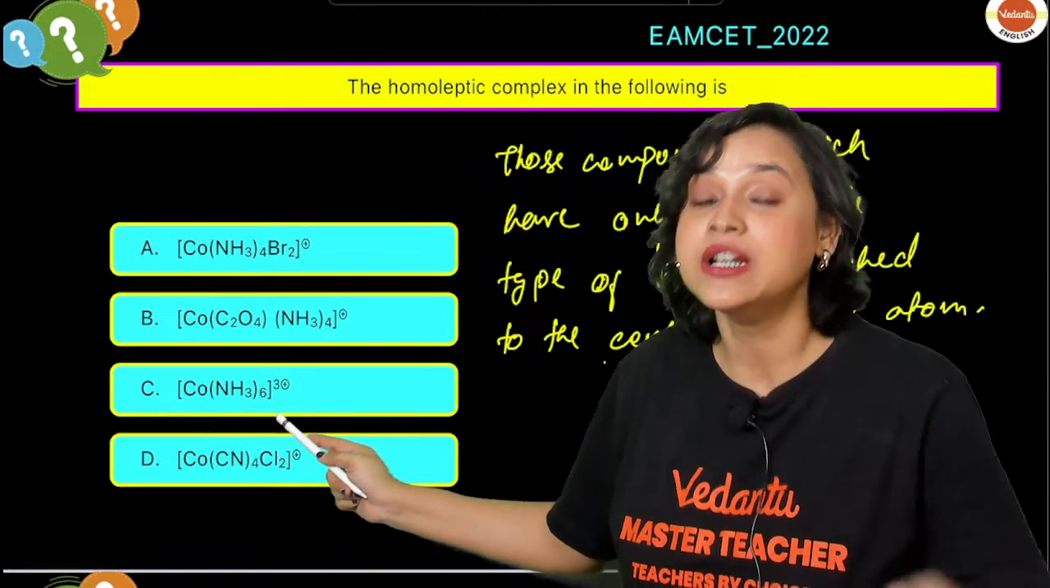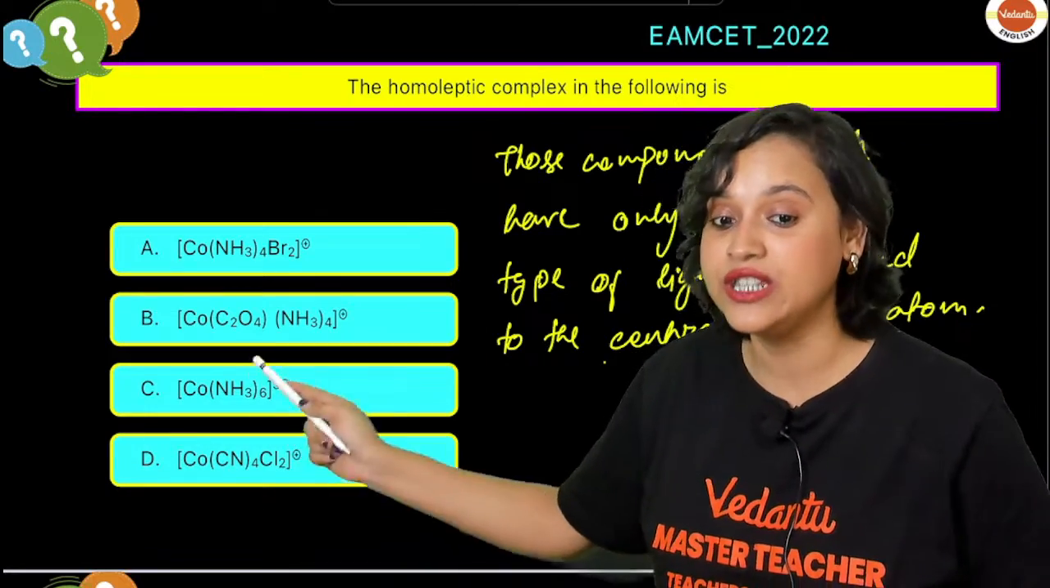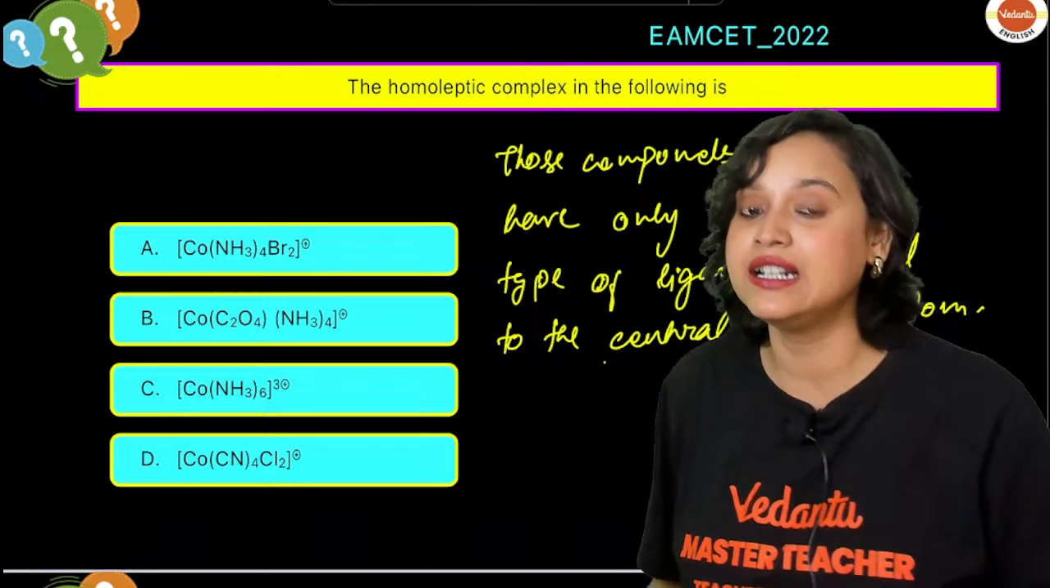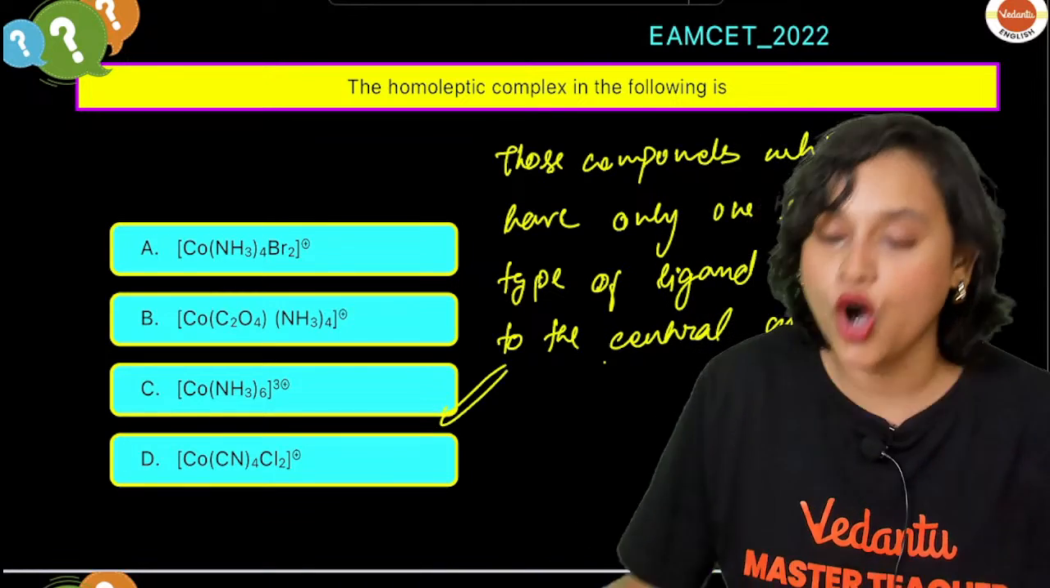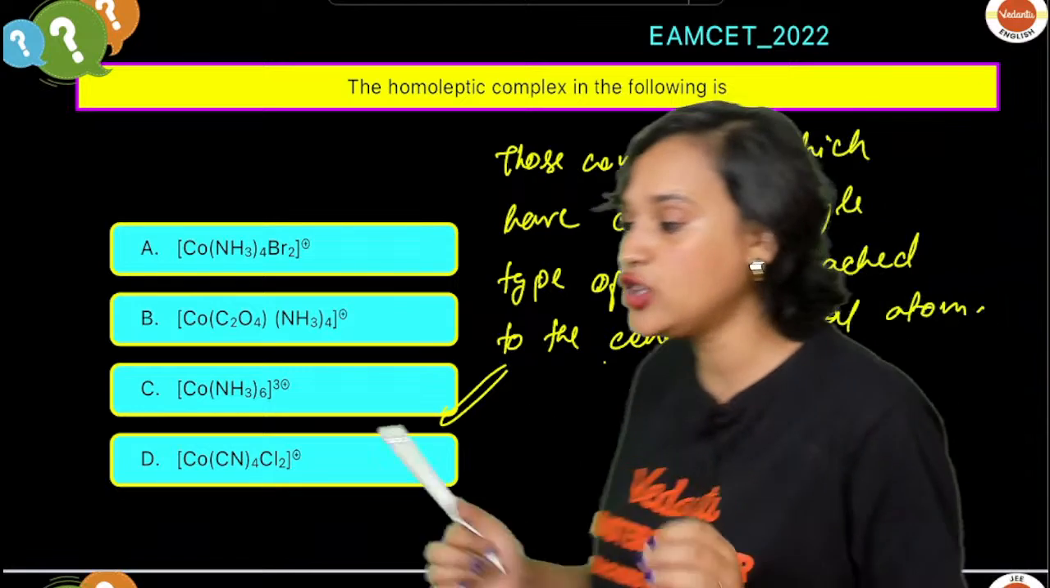But now look at this. Co(NH3)6. The name here will be hexaamine cobalt. Because all of them are only one single type of ligand, option C is your homoleptic complex. Very good, everybody.